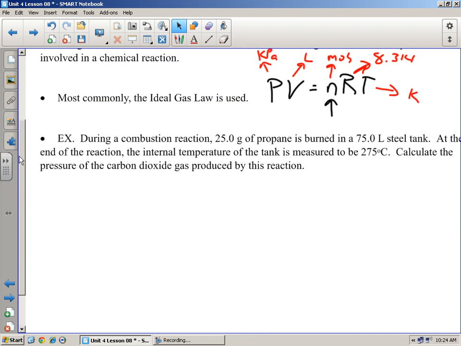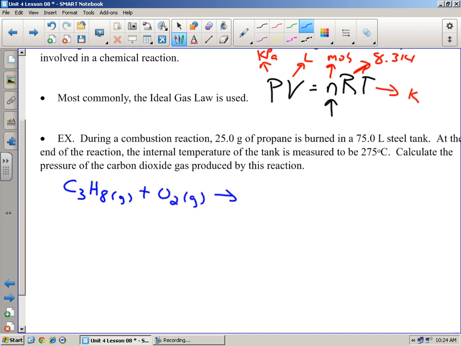Like I said, there's all the units that you need there. During a combustion reaction, we're going to take 25 grams of propane and we're going to burn it in a 75-liter steel tank. So once again, as always, you want to write out a chemical equation for this. Propane, I don't expect you to know that, but it is C3H8. Combustion reaction plus O2. We have a fuel here, so don't forget anything in my fuel. Carbon gives me carbon dioxide, of course. Hydrogen gives me H2O gas, of course. Okay? We're going to balance it, of course.